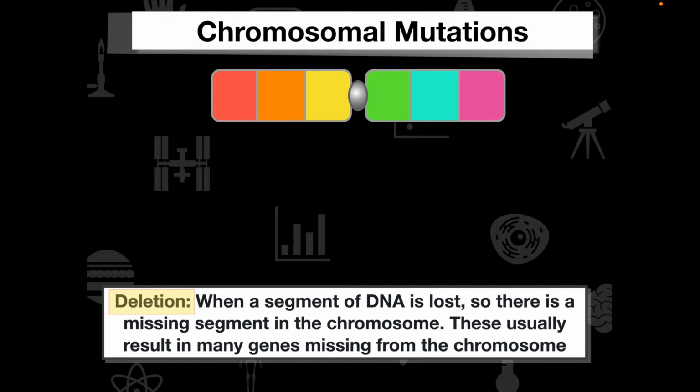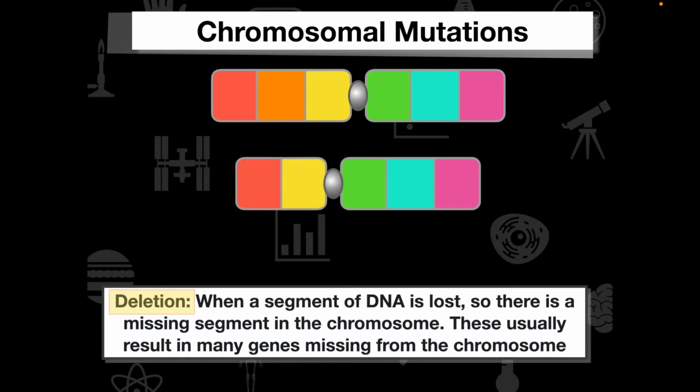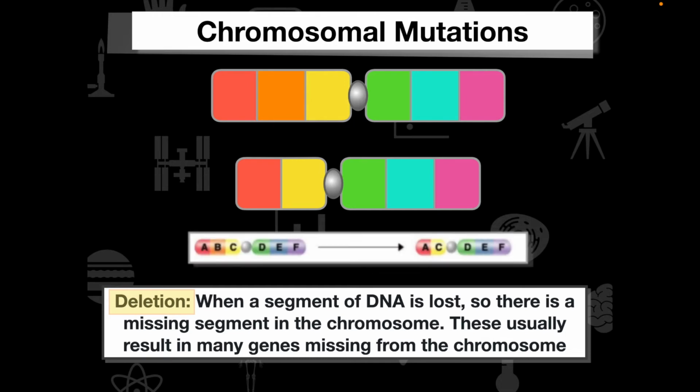These usually result in many genes missing from the chromosome. So what I've done here is I put down this diagram, and what happens in a deletion is we're going to lose a chunk of that chromosome. And if we look at this, we can label each of the parts of the chromosomes with the color there. So we have A, B, C, D, E, F, and what we can see in a deletion, we lose that orange chunk, that B. So what we're looking at here is the diagrams that we've made.